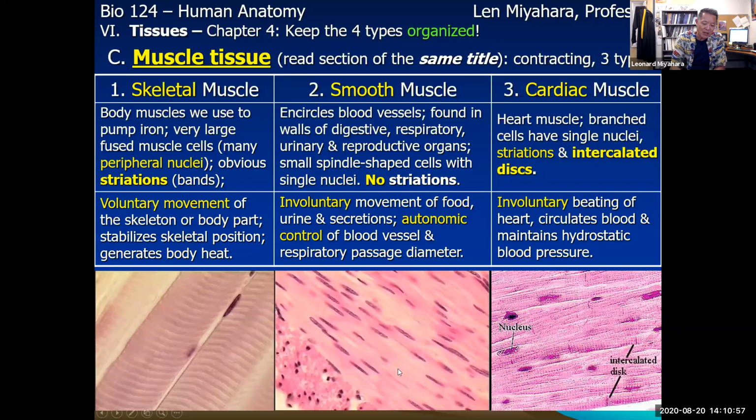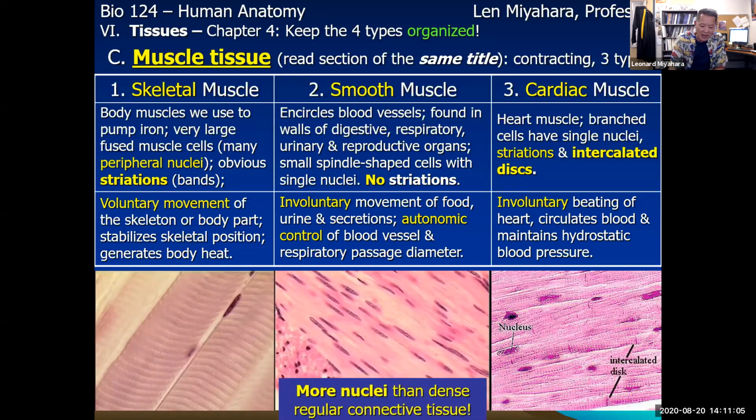Smooth muscle, we already talked about this. You're going to see parallel lines, but all these lines are cells. So it has a lot more nuclei than dense regular connective tissue, a lot more.